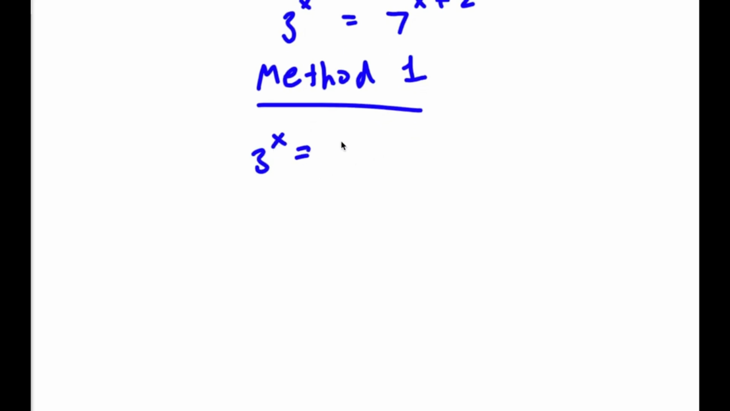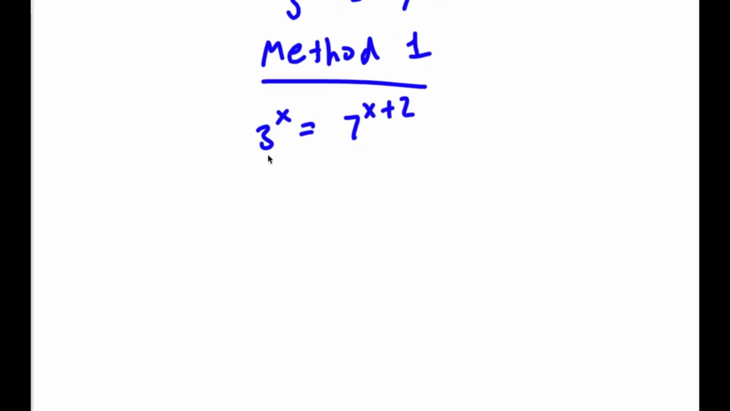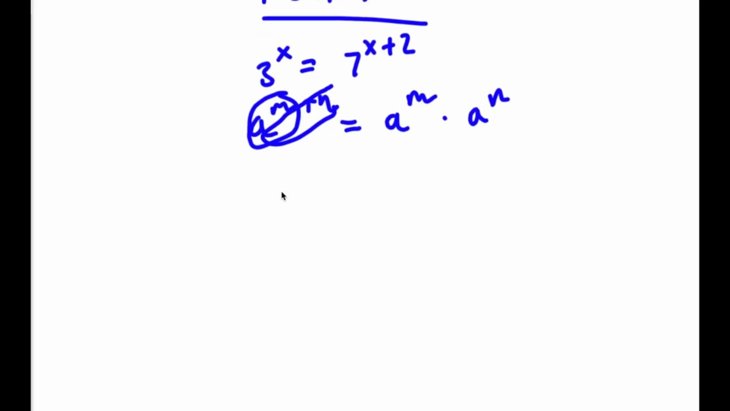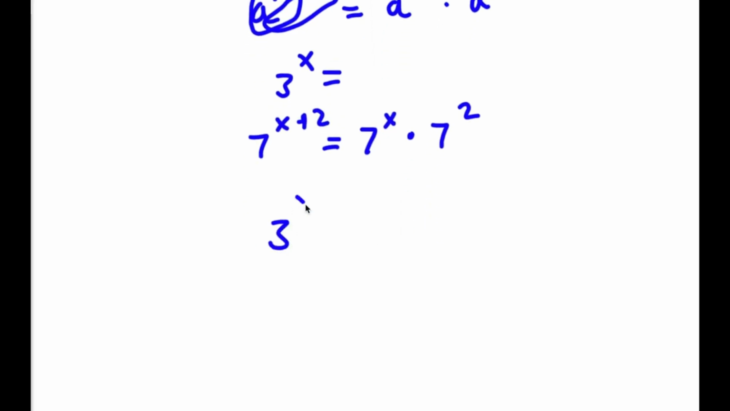And so we have 3 to the power of x is equal to 7 to the power of x plus 2. And an important property of exponents is that if I have something in the form a to the power of m plus n, this is equal to a to the power of m times a to the power of n. So the exponent essentially distributes with the base. So right here we have 7 to the power of x plus 2, and this is going to equal 7 to the power of x times 7 to the power of 2. So now I have 3 to the power of x is equal to 7 to the power of x times 7 squared.